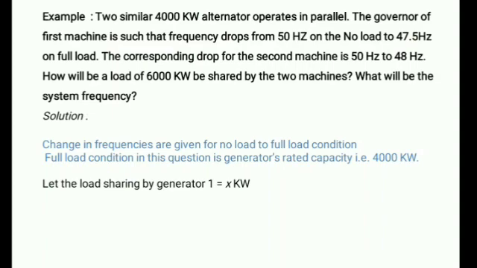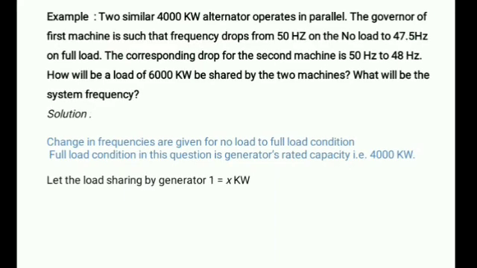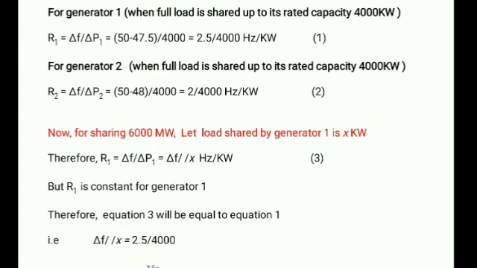Fine. The total load the alternators now have to share is 6000 kW. Let us assume that the load shared by generator 1 is x kW, while the load shared by generator 2 will obviously be 6000 minus x kW. Now for generator 1, when full load is shared up to its rated capacity, that is up to 4000 kW, at that time the speed regulation parameter R1 is equal to delta F upon delta P1.